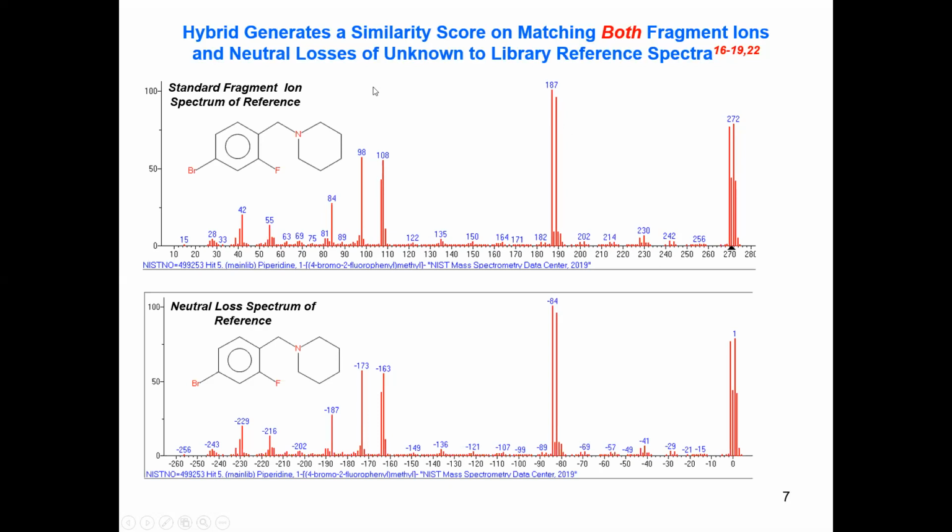So first, the library does its standard search to do the top one, gives you a score, turns everything in your unknown into this loss search, and takes the whole database. The whole database has neutral loss spectra that are indexed. So you can create that with the software. So you can turn a standard fragmentation library into a neutral loss library and get these hybrid scores.